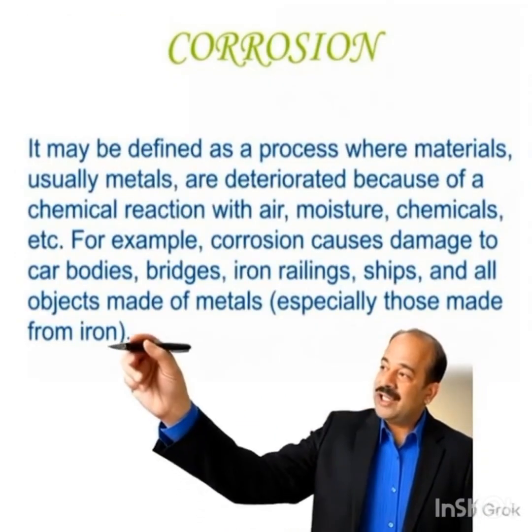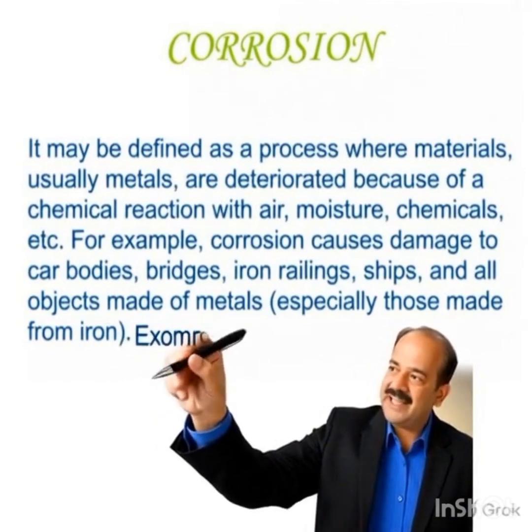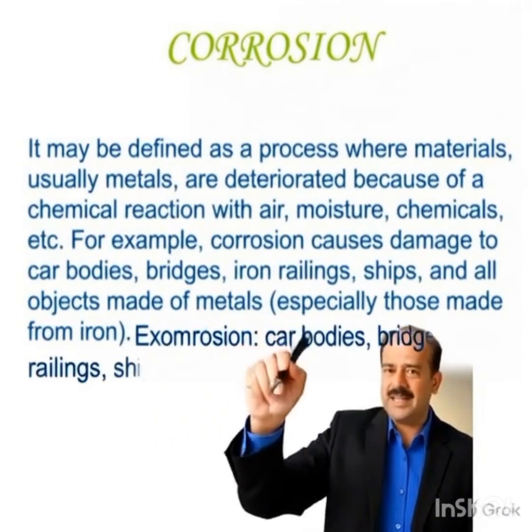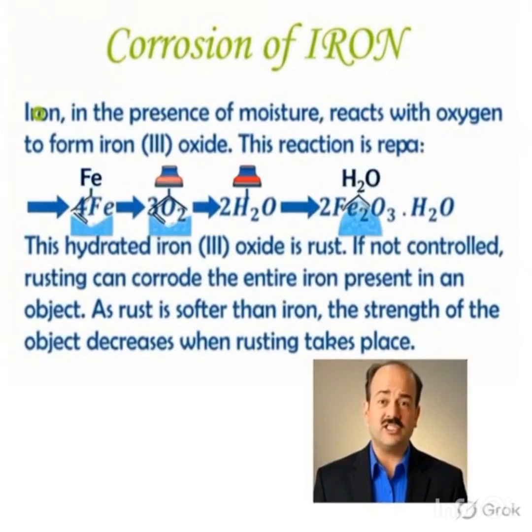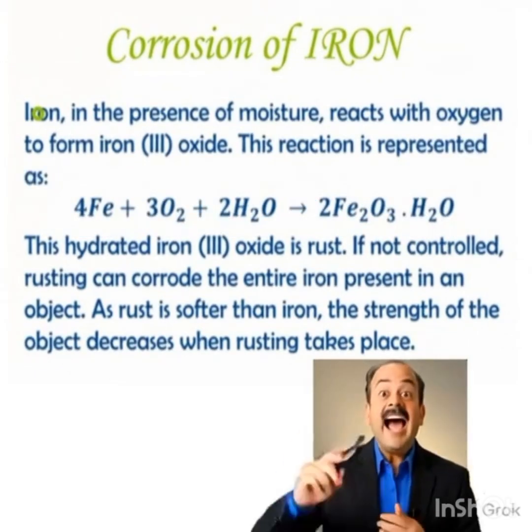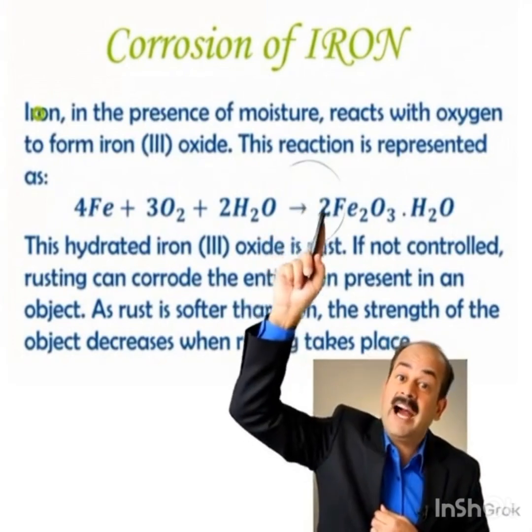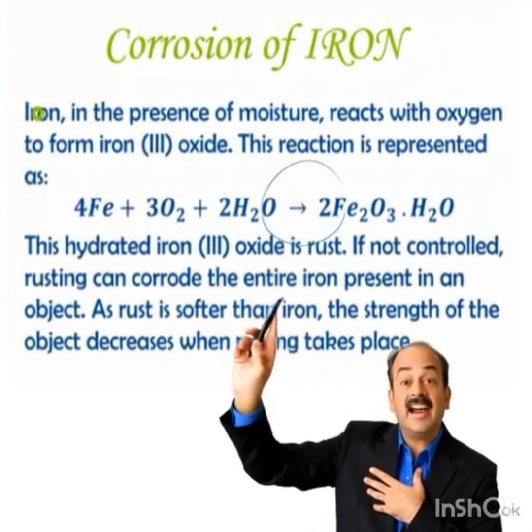Corrosion is a chemical process that damages metals. For example, it affects car bodies, bridges, iron railings, ships, and other metal objects. Iron, in the presence of moisture, reacts with oxygen to form iron 3 oxide, which is rust. The rusting process makes the object weaker over time.